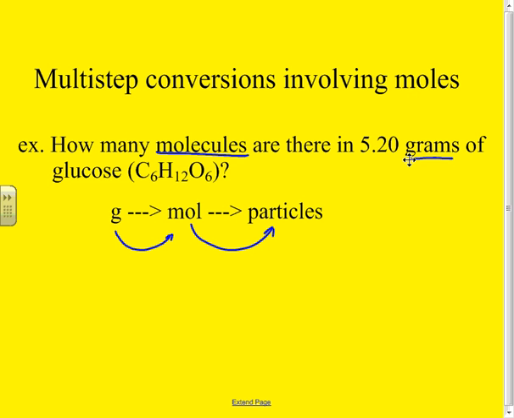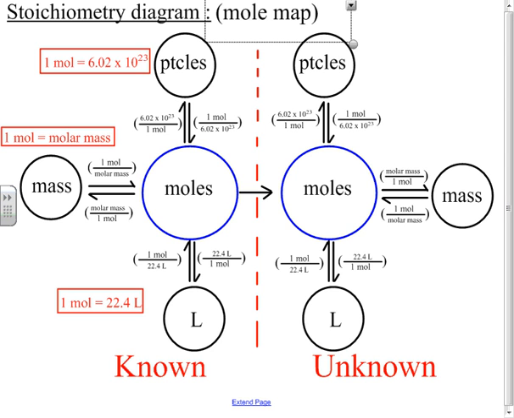Before we get to this, let me introduce you to what I call the stoichiometry diagram, or the mole map. This map maps all the conversions necessary involved here. For example, this one we want to go mass to moles and then moles to particles. But first, again, let's take a look at this map.